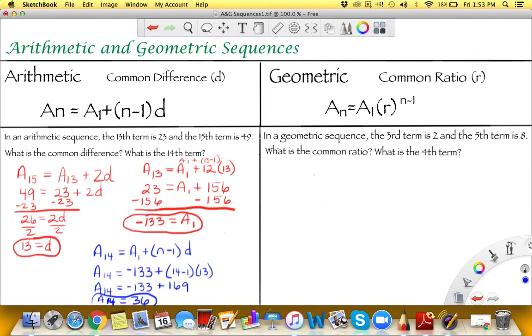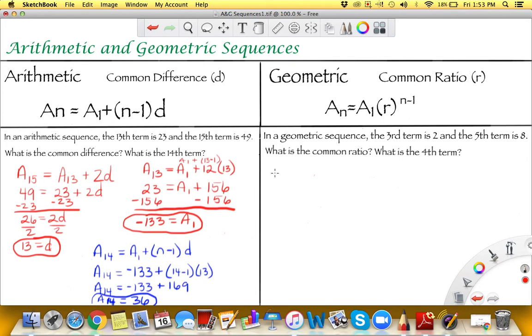Moving right along to this example, we're going to be using a geometric sequence, and we're going to do something similar, but because it's geometric, it's slightly different. So let's move right along. Here it says in a geometric sequence, the third term is 2 and the fifth term is 8. What is the common ratio and what is the fourth term?